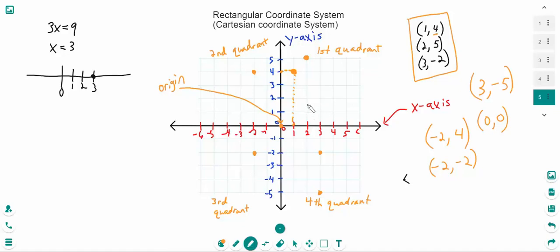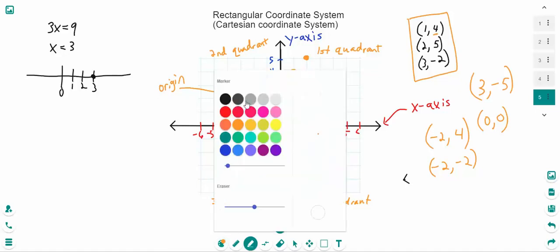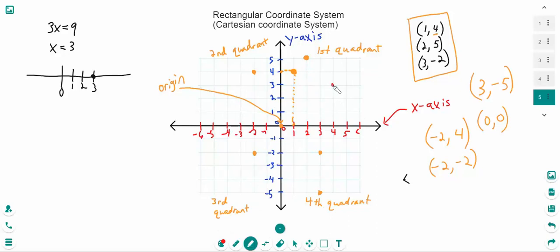Actually, before we stop, though, let's reverse this. What I want you to do on a separate sheet of paper right now is just write the ordered pair, or the point, represented by this point on my graph. So if I have this point on my graph, what's the ordered pair for this point? Go ahead and write that on your paper, and then we'll see if you got it right.